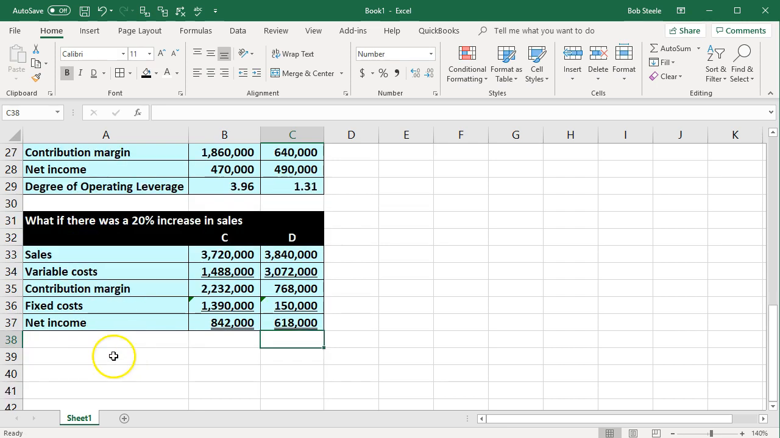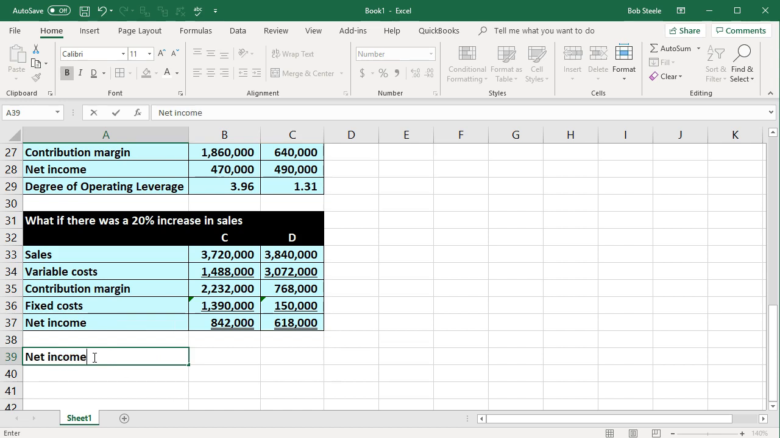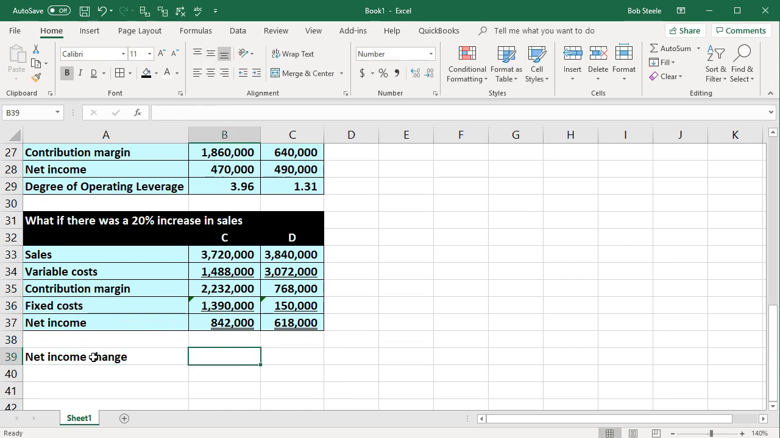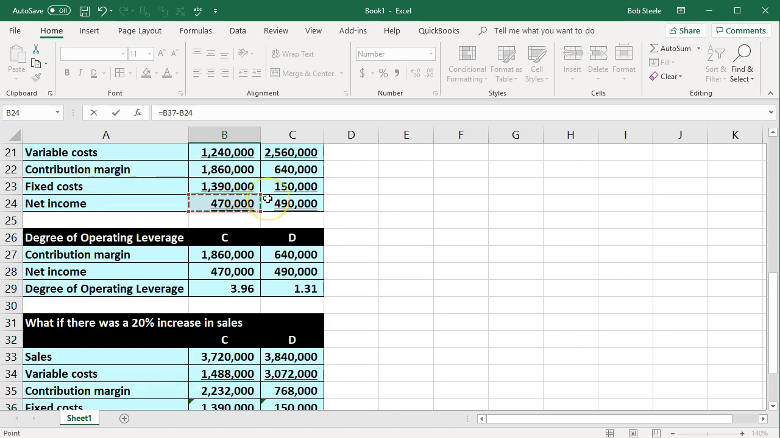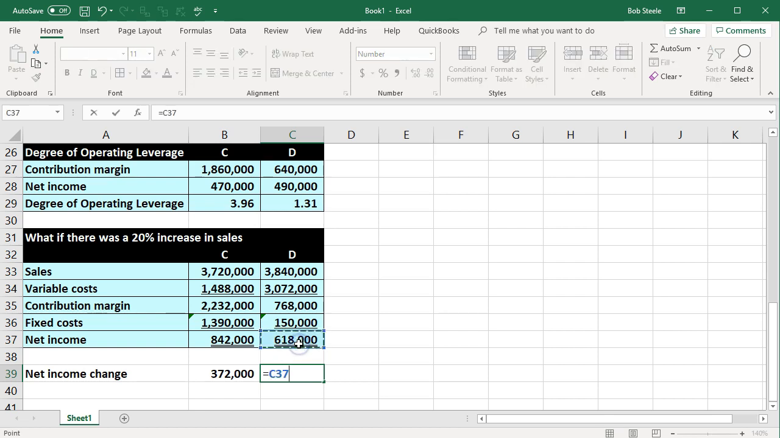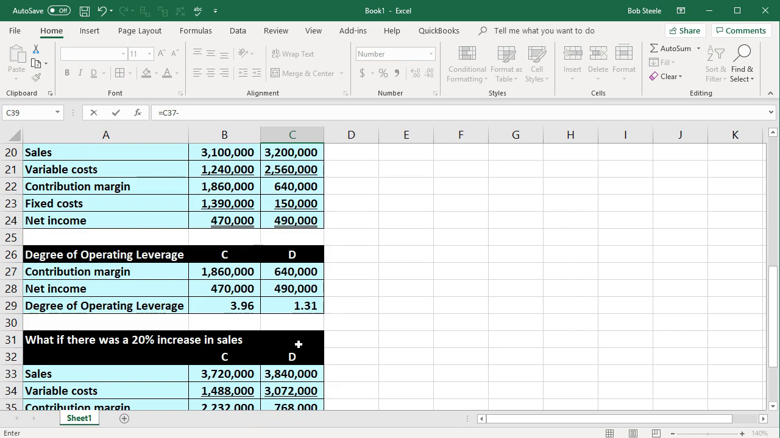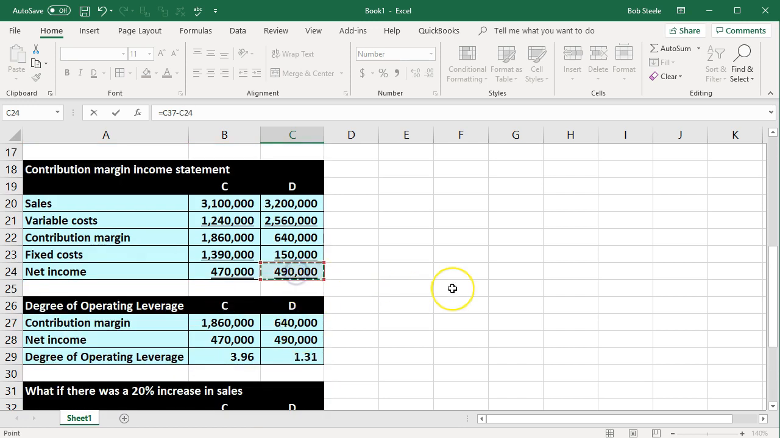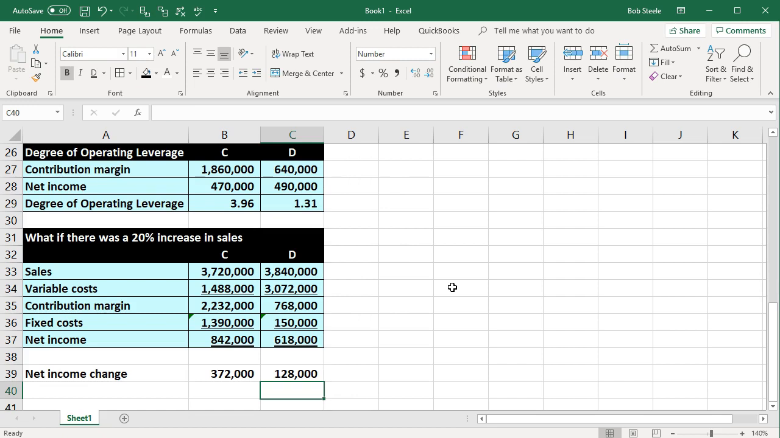The next thing we might want to consider is the change in the net income. So the net income change, or the difference between the prior net income and the new net income, could be equal to, and I'm going to pick this one up first because this is the increase, so it's going to be a positive number. This is what we're at now minus what we had last time, 470, is a 372 increase. And then for D, it's the net income after the 20% increase minus the net income before the 20% increase. So there we have these items.